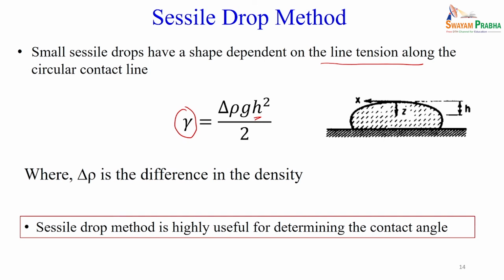Apart from the surface tension, this sessile drop is mostly used for measuring the contact angle. That will be discussed in the contact angle measurement. If you draw a tangent at the contact, this angle is known as theta. So, if you have a liquid drop, or you can say a sessile drop like this, you draw a tangent here and this angle is theta. That theta is known as the contact angle. So, this sessile drop method is also used to measure the contact angle. We will discuss that in the next class.